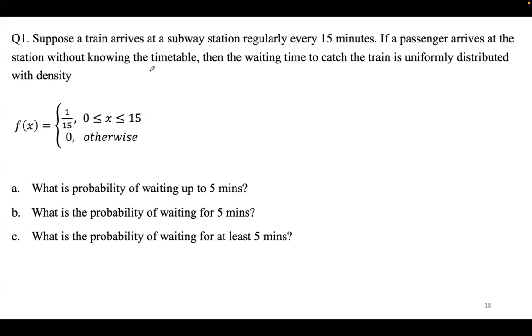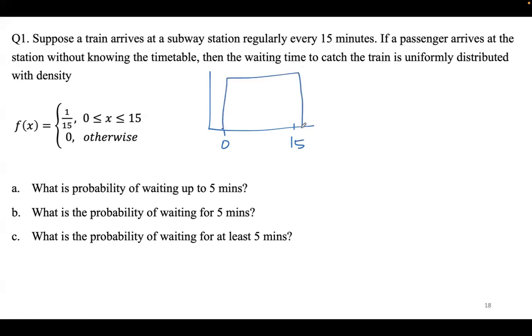Okay. So suppose a train arrives at a subway station regularly every 15 minutes. If a passenger arrives at a station without knowing the timetable, then the waiting time to catch the train is uniformly distributed, right? So it's like this. Suppose this is 0 and this is 15.